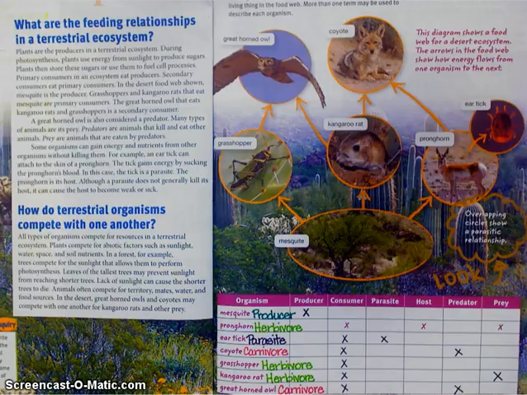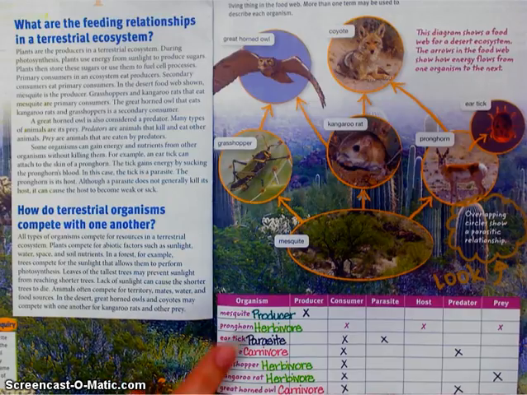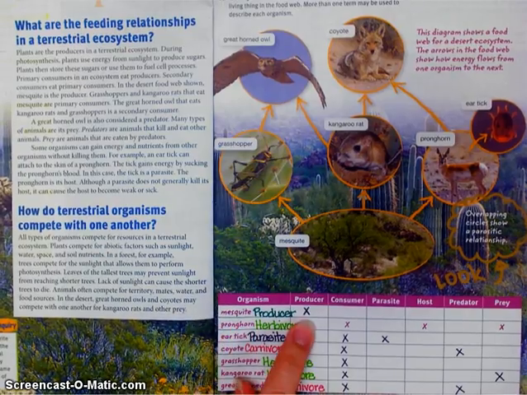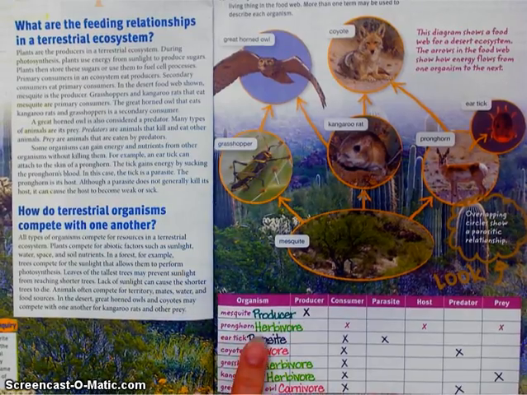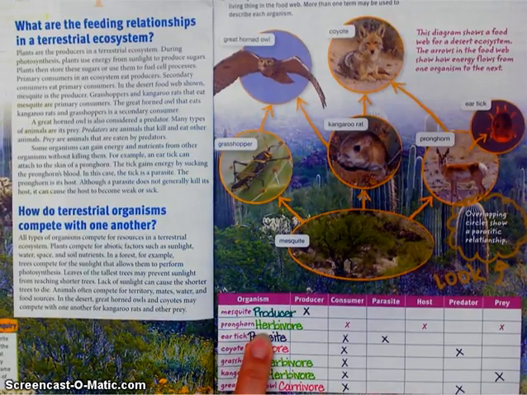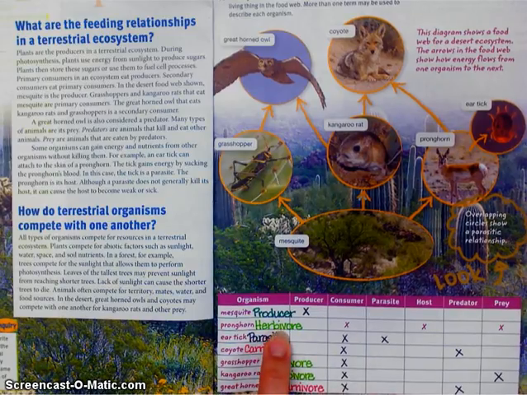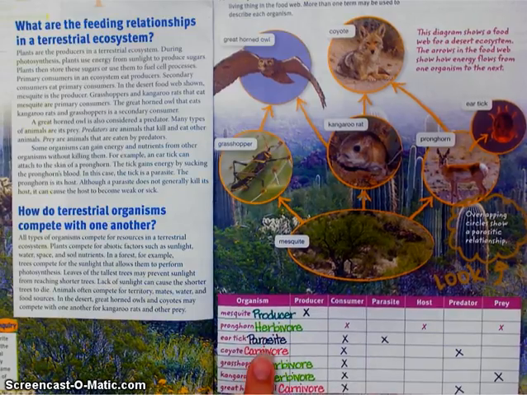So once again, we've got a food web showing the various feeding relationships in this particular food web. I've also pointed out, for instance, that the mesquite is a producer. I've also checked that box or put an X in it. The pronghorn is a consumer. Specifically, it's a consumer that eats only plants, so it's a herbivore.